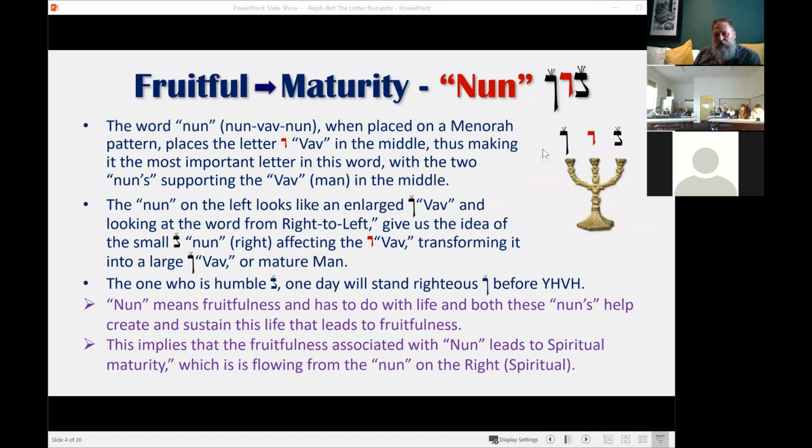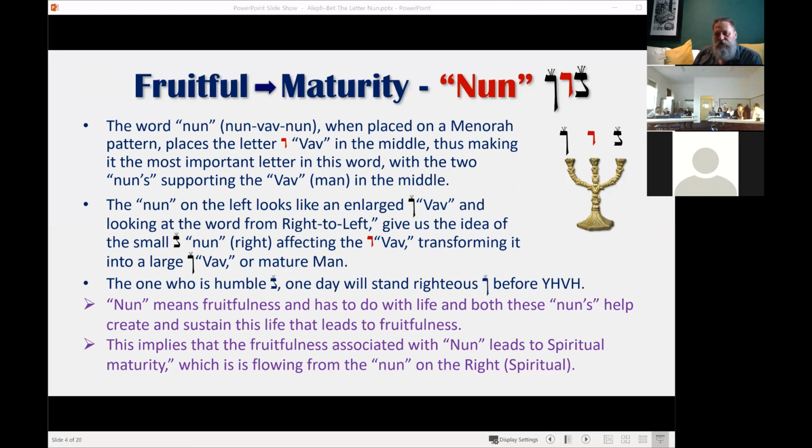Now, if you write the word Nun out, it is made up of a Nun, a Vav, and a Nun. The Vav makes the U sound. So it's just two Nuns with a Vav in the middle, which is the vowel point. And that places the Vav right in the middle, which makes it the most important letter.